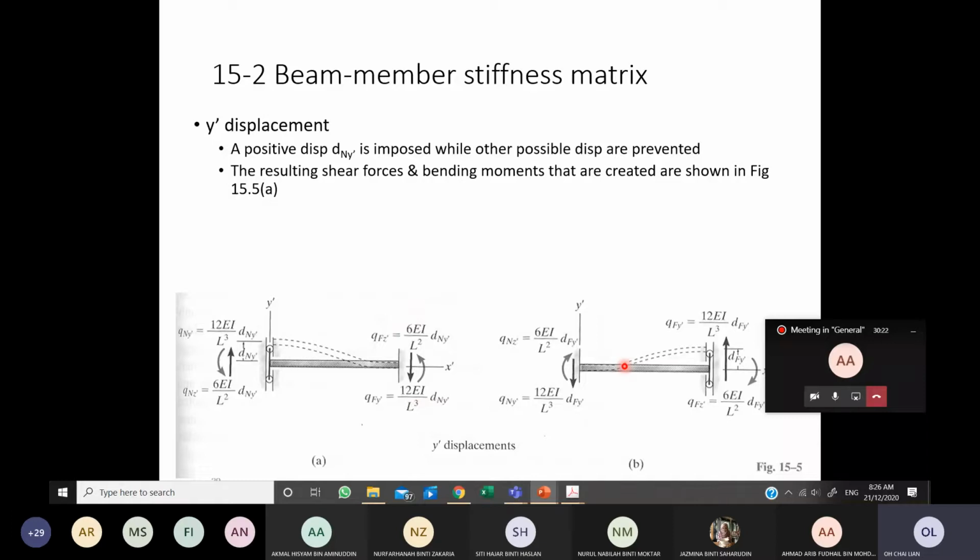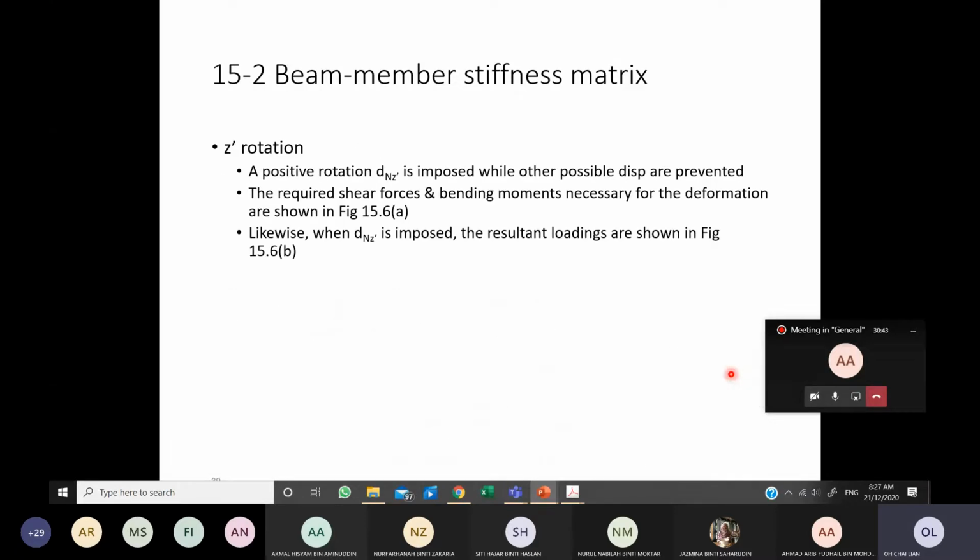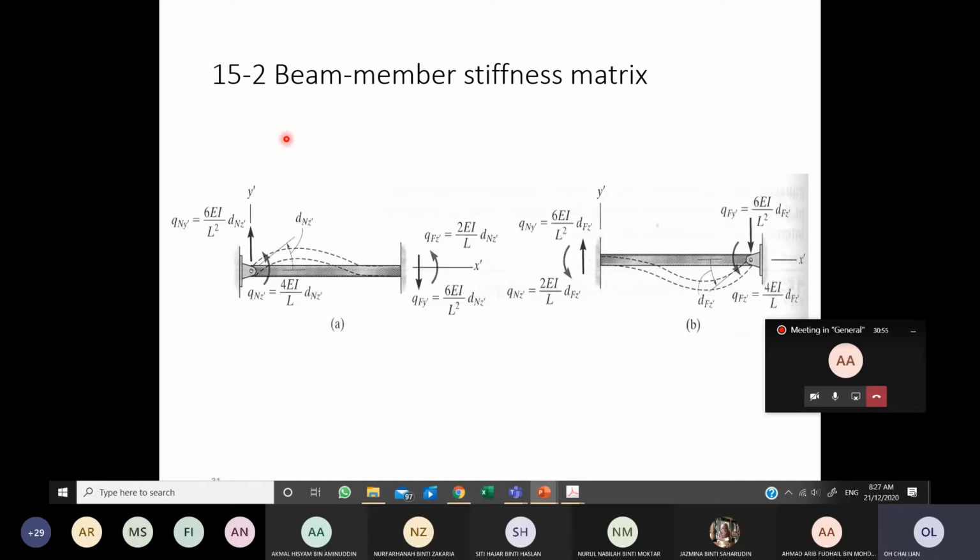at the end, and you go to release another end, the far end, y direction displacement, and again you get the resulting shear forces and bending moments at the ends. Okay, so then you continue with the Z direction. So right now for the Z direction, or we call it rotation, we also release that, so it will look like this one.